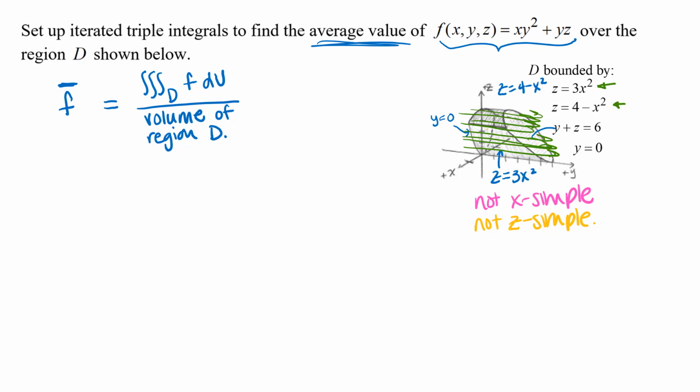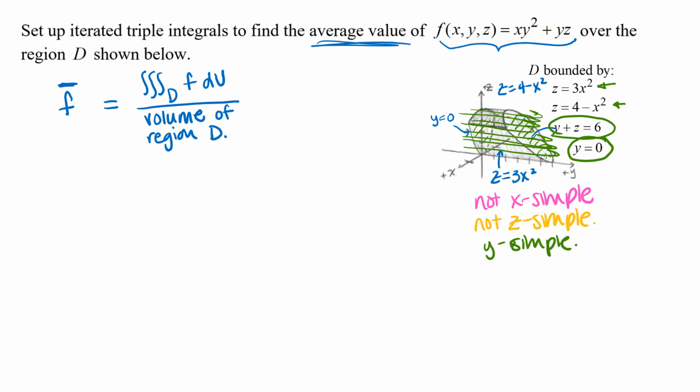So when I go through that region in the direction of increasing y, I'm never entering or leaving through either of those parabolic cylinders. When I go through in the direction of increasing y, I'm always going to be entering through y equals 0 at the back side, and then I'll always be leaving through the plane y plus z equals 6 along the front side. So this region is y simple.